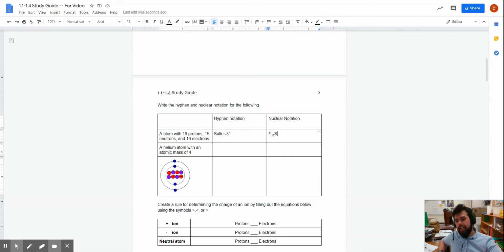All right, so let's look at a helium atom with an atomic mass of 4. Well, hey, that's everything that I need right there. Helium-4. Boom. All right, when I do the nuclear notation for this, I'm going to have a 4, He, and I'm just going to do it the lazy way this time. Atomic number for helium, that's 2. How did I find that? I looked on my table.